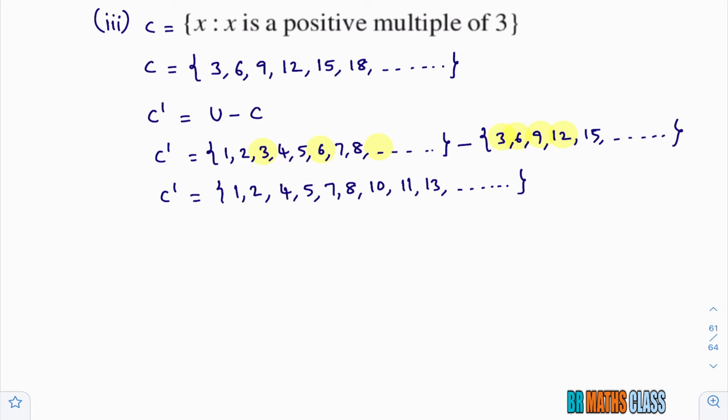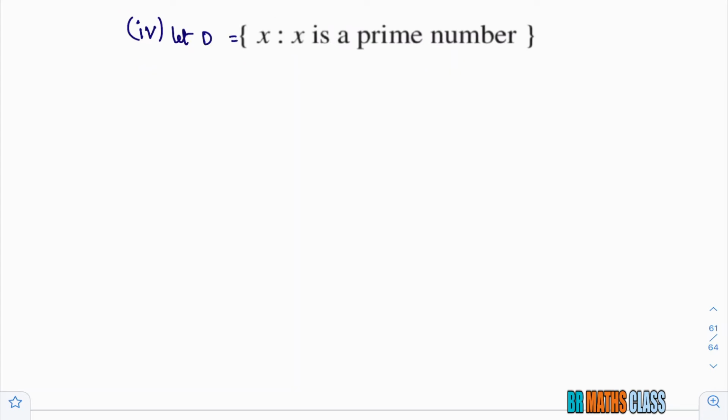Instead of writing like this, the best idea is to write this in set builder form. {x such that x is a natural number, no doubt in that, and x is not a multiple of 3}. I hope you understand. You observe set D. Set D is given like this.